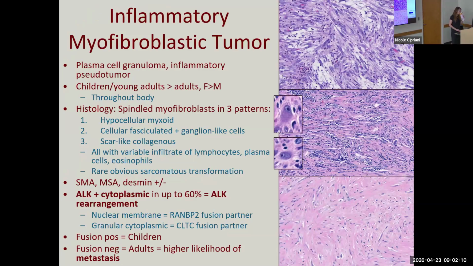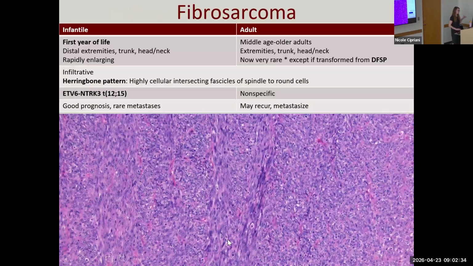IMT, kind of a diagnosis of exclusion. If you're lucky, they'll have ALK rearrangement. If you're not, they won't. Spindle cell fibroblasts, myofibroblasts with abundant inflammatory cells in the background. Sometimes these ganglion-like cells. If you're unlucky, it's very scar-like and collagenous. Potentially the fusion-negative tumors in adults are thought to be worse. We'll see if that is true. Fibrosarcoma.